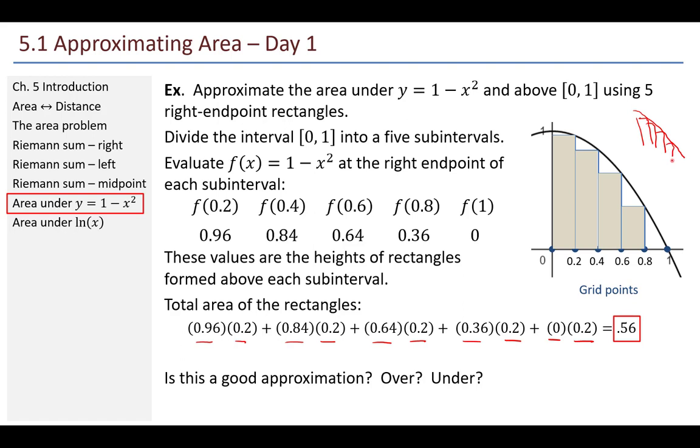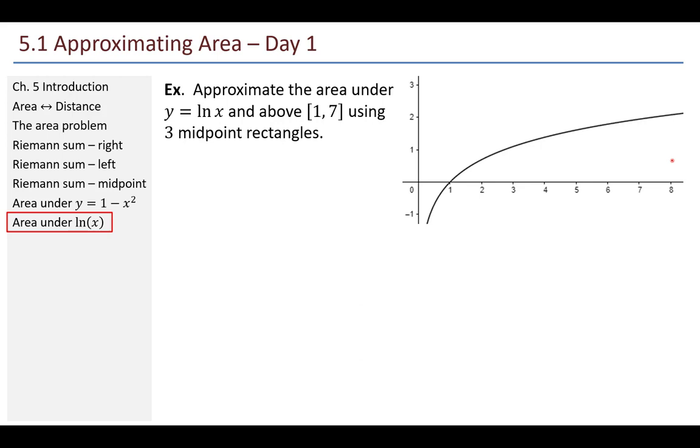One more example. Let's approximate the area under the natural log of x and above the interval from 1 to 7 using 3 midpoint rectangles. So the first step is to identify my grid points. What are the dividing lines between the rectangles? All of my rectangles have width 2. Oh, and here's a little calculation that we're going to see often. In order to figure out the width of our rectangles, I take the difference of the two endpoints, so 7 minus 1 in this case, and I'll divide by the number of rectangles. I have 3 rectangles, and that will automatically tell me the width of each individual rectangle.